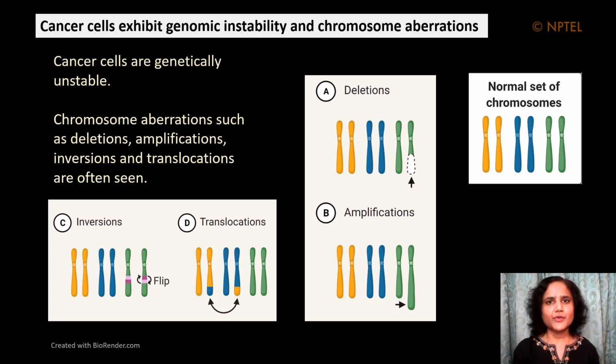Cancer cells also exhibit genomic instability and many chromosomal aberrations. So these cells are basically genetically unstable. Chromosome aberrations such as deletions or amplifications or duplications of parts of the chromosomes, or even inversions or translocations are quite commonly seen in cancer cells.